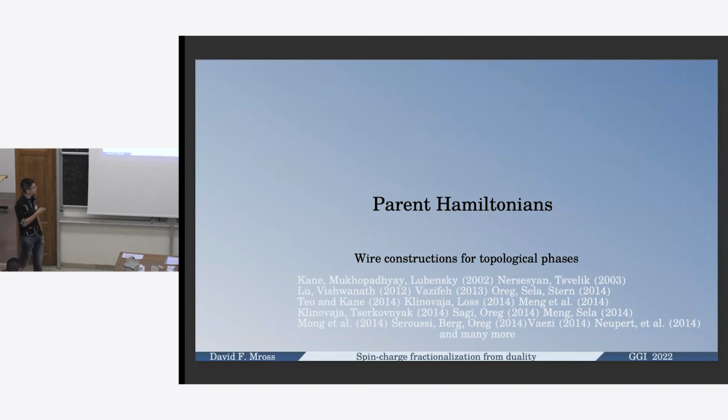There's been a bit of an industry which has been developing. These are some early works, and then you can see that starting maybe 10 years ago, suddenly the number of papers using this really proliferated. And by now you have these wire models for about any phase you can imagine. Many gapped phases, but then also some for transitions, for gapless states, and more recently for these dualities. So we have many of them.